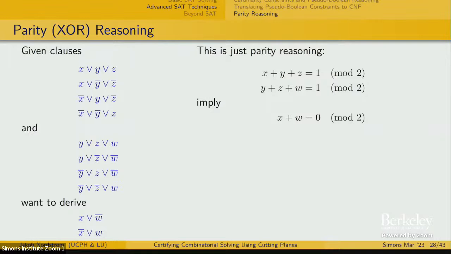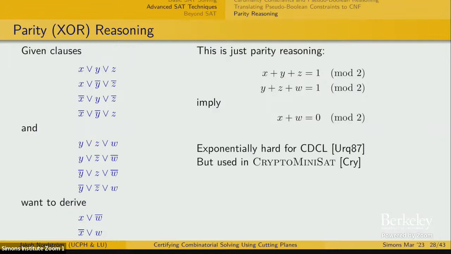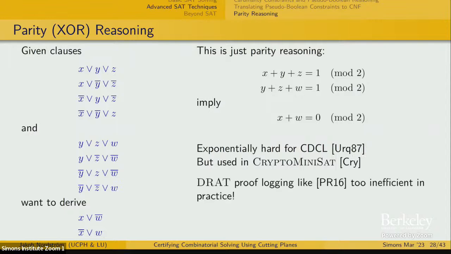But we know that resolution doesn't support this, because XOR formulas are hard for resolution. There are solvers using this. Again, if your solver uses parity reasoning, you can't take part in the main track of the SAT competition. This is an example of where we know that DRAT proof logging can do this, but all suggested solutions so far just don't scale. You pick up something like a linear or quadratic factor, and that's just too bad.